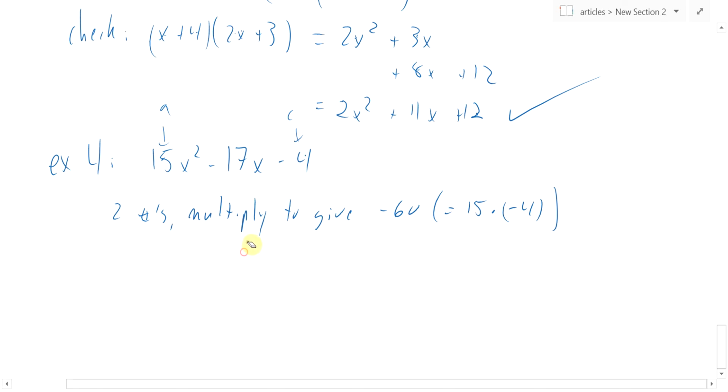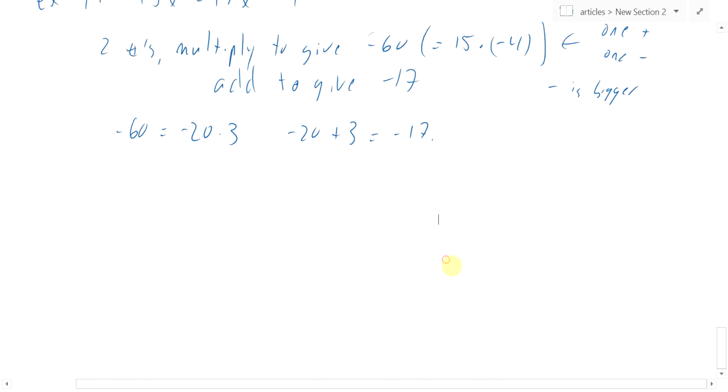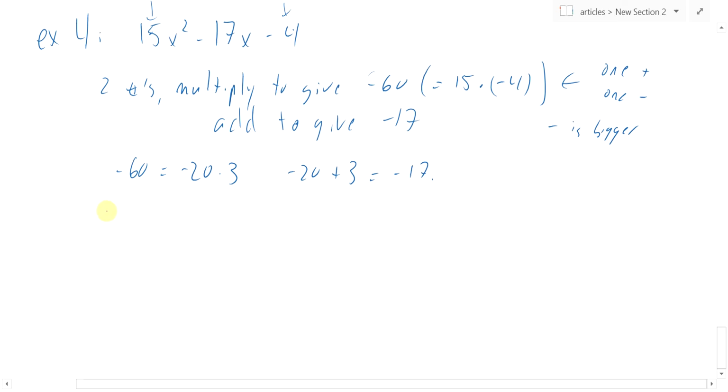Minus 17. So what do we know here? One positive, one negative, because it's a negative 60. And the negative is bigger, because when I add a positive and a negative and I get a negative 17, that means that the negative number must have been bigger. So minus 60 has a lot of ways to break it up. It's minus 60 times 1, minus 30 times 2, minus 20 times 3, et cetera. But the minus 20 times 3 is the one that we're actually interested in, because minus 20 plus 3 is minus 17.